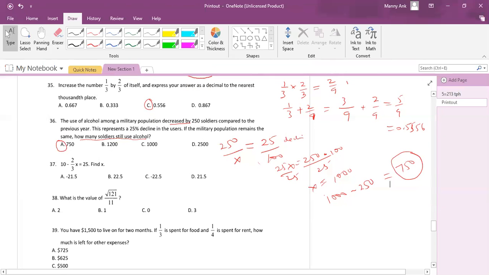Okay. Then 37, the answer should be negative 22.5. Negative 22.5, this should be the answer here. So what you do is you have to get rid of fractions. It's easier to get rid of fractions. So to get rid of fractions, multiply through by the common denominator.